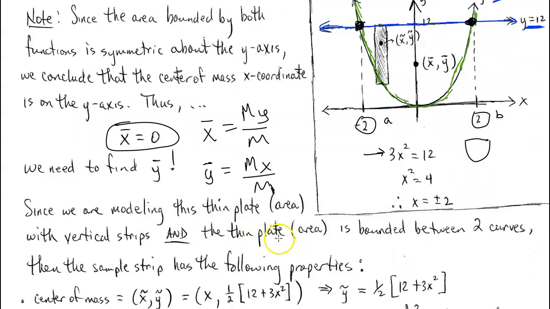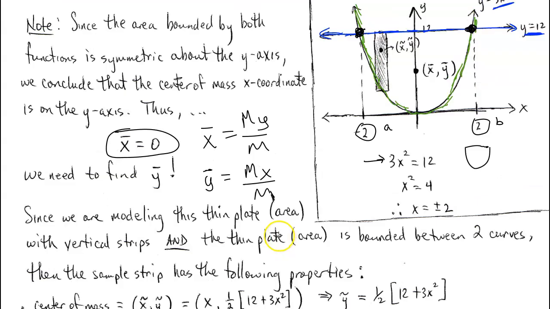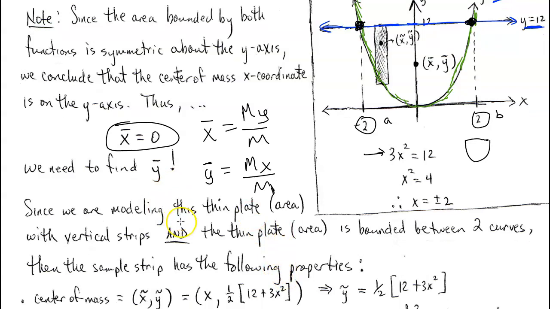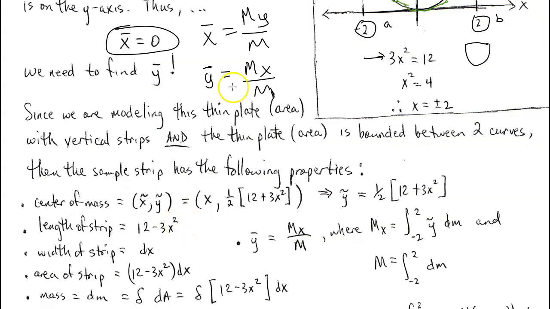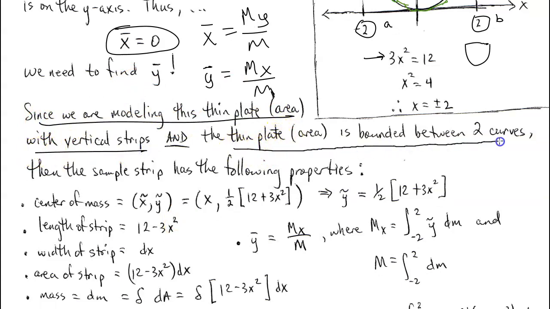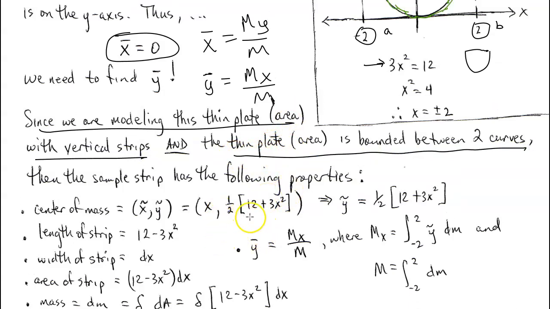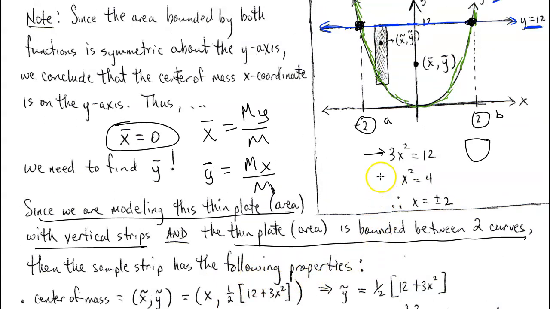So after we have that, we could model this using vertical strips or horizontal strips. But as you see, since both functions I was given are actually functions of x, it's easier for me to model with a vertical strip. Okay. And so that's the statement that I'm making here. Since we're modeling this thin plate area with vertical strips and the thin plate area is bounded between two curves, then we need to sort of model what this sample strip is going to be accordingly.